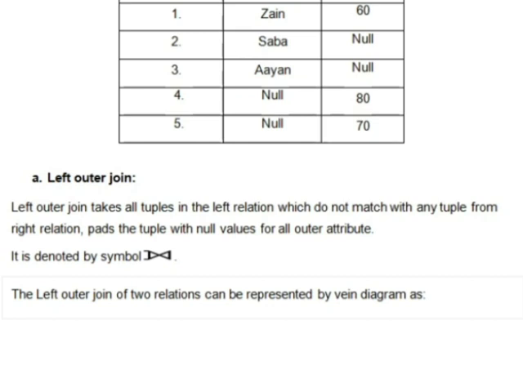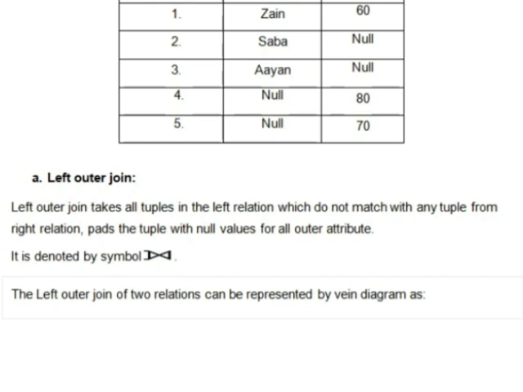So the left outer join, what it does, it takes all the tuples in the left relation which do not match with any tuple from the right relation, and then it pads the tuple with the null value for all the other attributes. It is denoted like this. If you find here, it is nothing but a full outer join without a right wing.